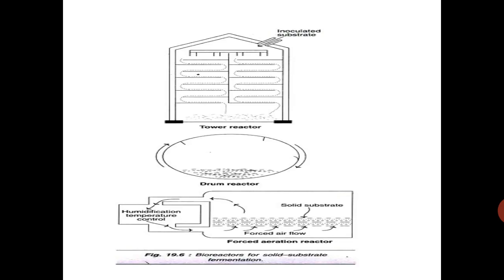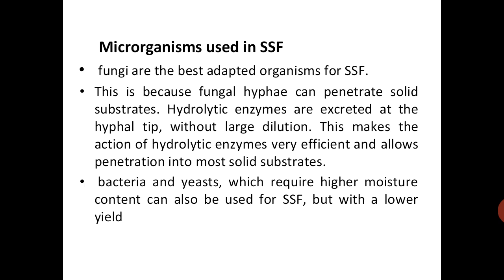These are the diagrams of the three types of fermenters, that is tower fermenter, drum fermenter and forced aeration fermenter. And coming to the microorganisms used in SSF, fungi are the best suited organisms for SSF. This is because fungi require least moisture for growth, and other reasons are fungal hyphae can easily penetrate into the solid substrates.